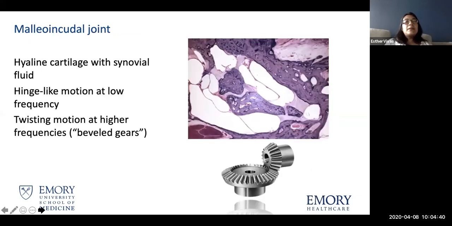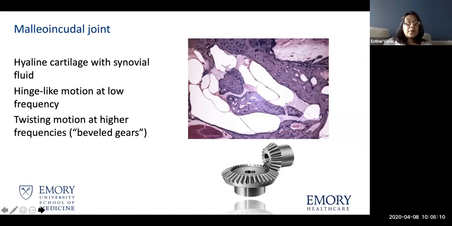We look at the malleoincudal joint first. It's composed of hyaline cartilage and synovial fluid. Initially at low frequencies, it's more of a hinge-like motion, but as the frequencies rise, it turns into more of a twisting motion. So that's kind of interesting. Depending on how much energy is going through, it could either do this or then turn into more of this motion.